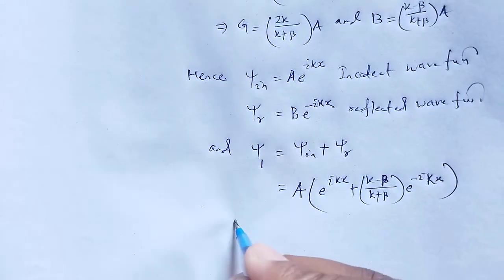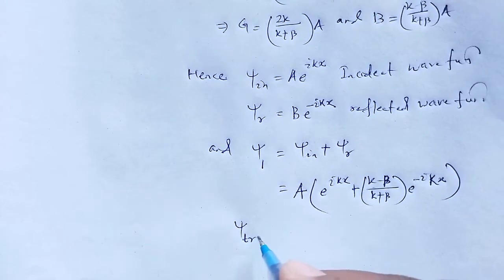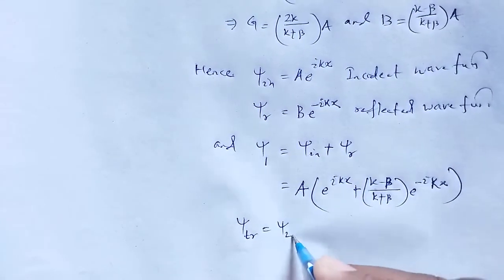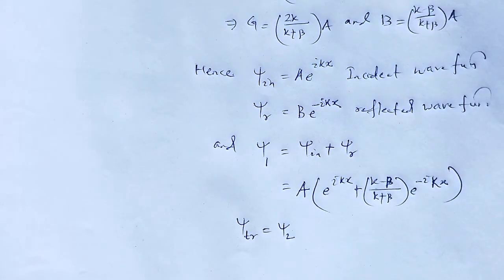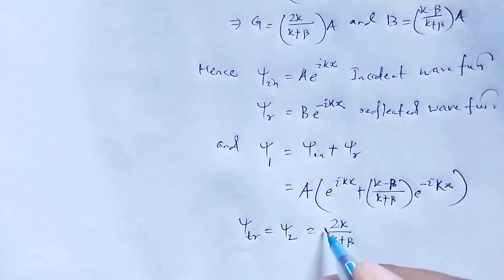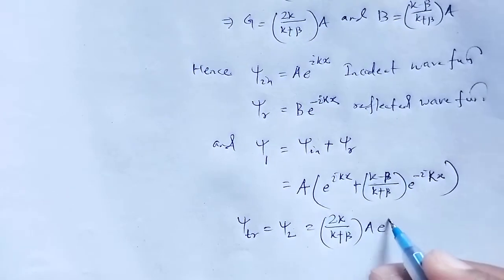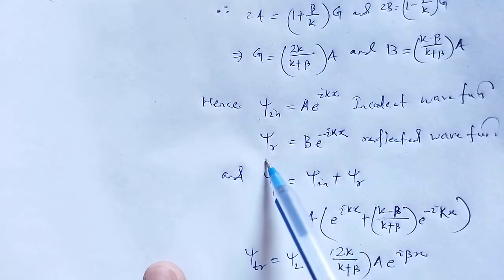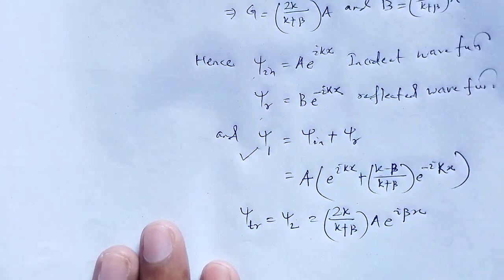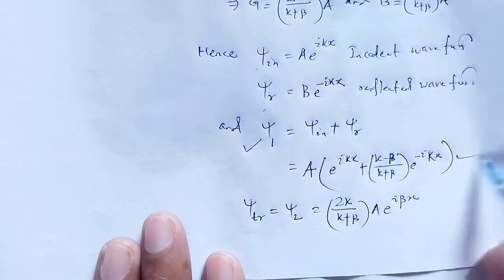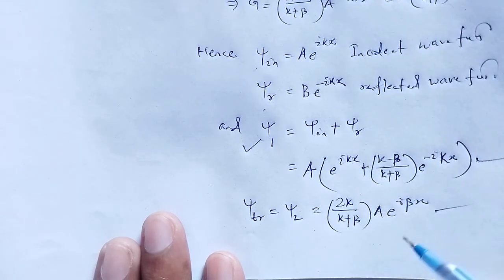Again, for the transmission, that is the wave function psi 2 in the second region, we get 2k divided by (k plus beta) A e to the power i beta x. This is psi incident and psi reflected, the wave function for the first region, and psi transmitted, the wave function for the second region.